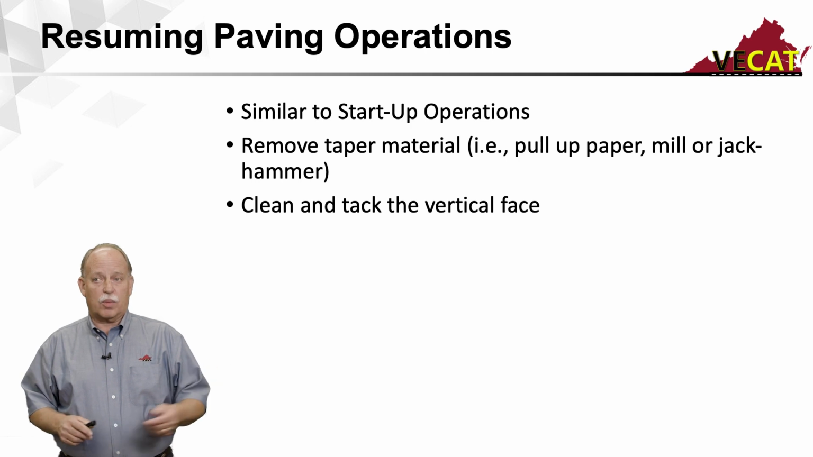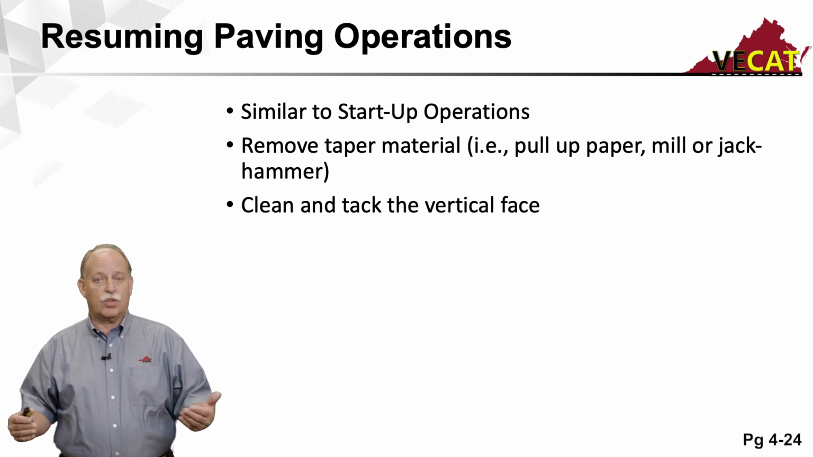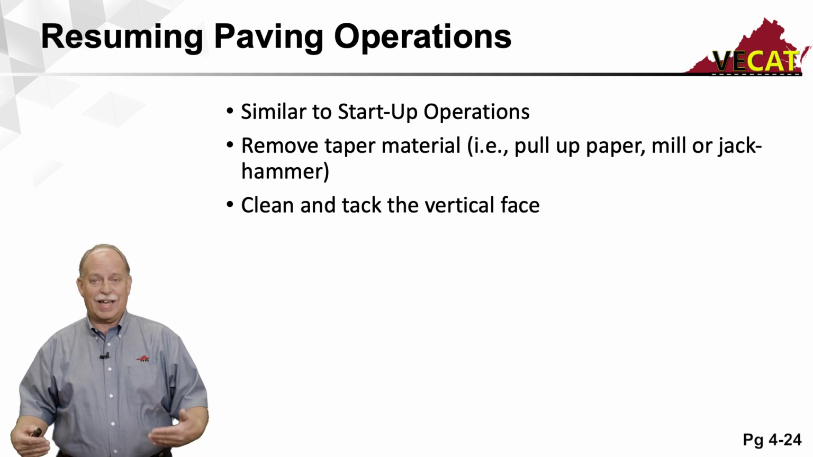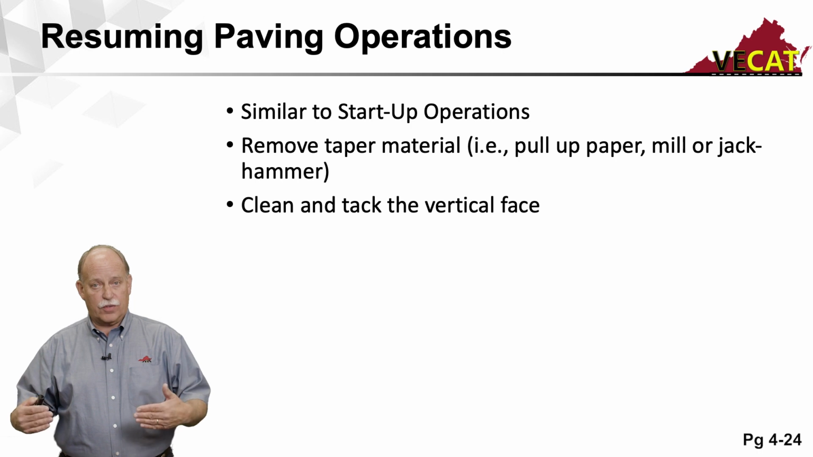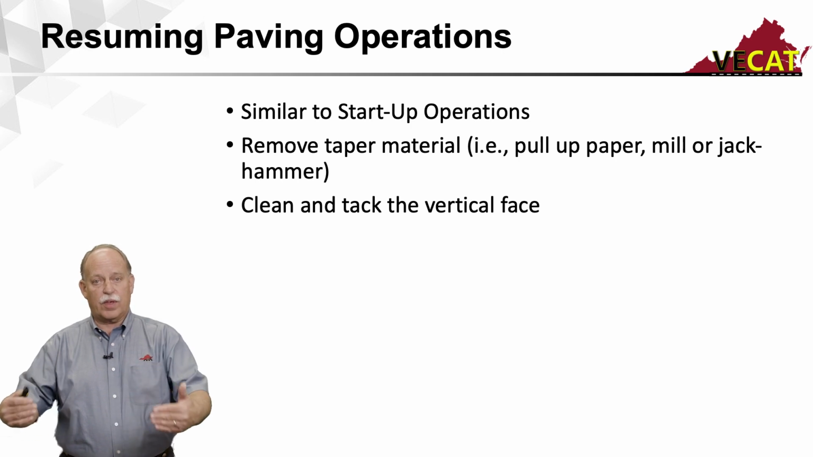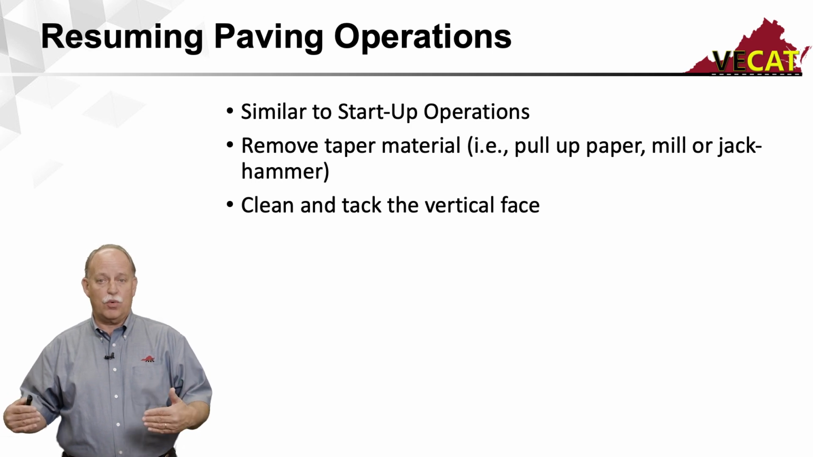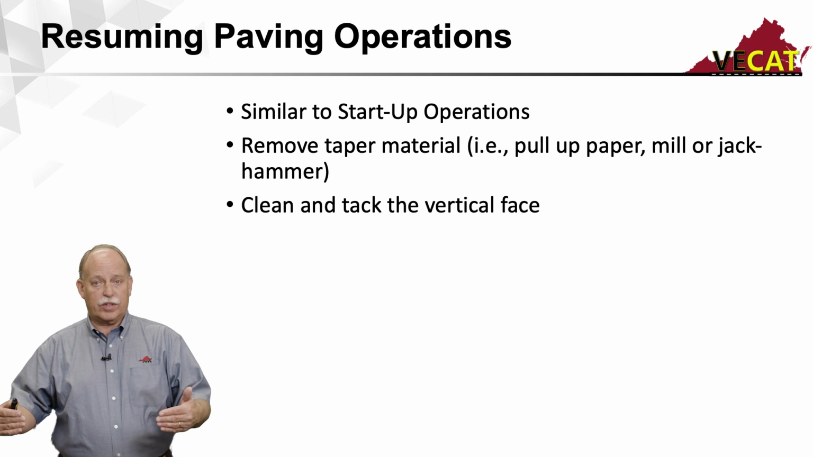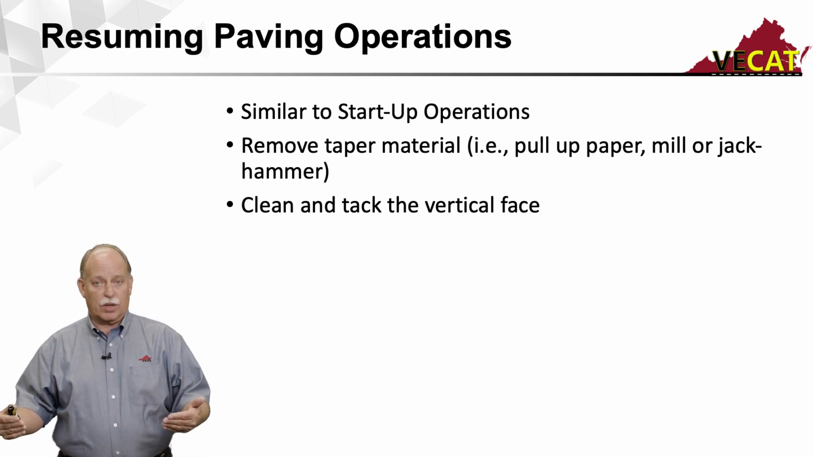So again, let's talk about resuming paving operations. It's basically the same thing as you do as a startup operation. When you began your operation in paving, you started with either a milled surface where you had a butt joint and you pulled off that butt joint, or, in this case, now that you're resuming operations, you may actually have to remove the tapered joint that you had there, as we talked about earlier. That could be a paper, like a roofing felt.